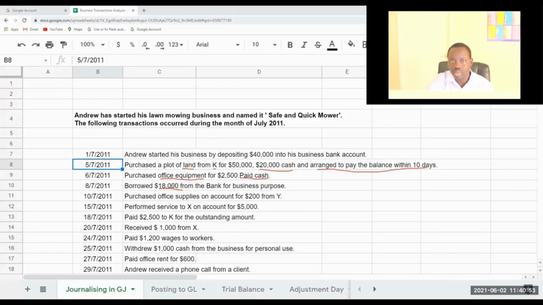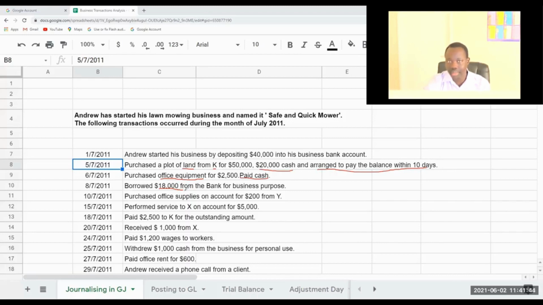Loan is a liability. As a liability account is increasing, we will credit loans, $18,000. $18,000 cash is coming to the business. So we debit cash account, which is an asset account. It is increasing, so we debit cash. $18,000 is the amount. And on the credit side is loan. Loan is a liability, and it is increasing. So we credit loan of $18,000.